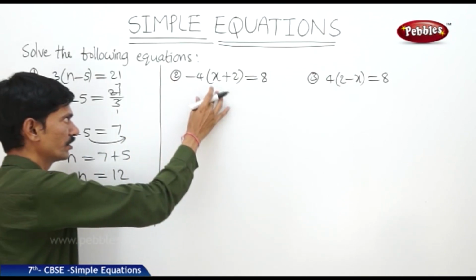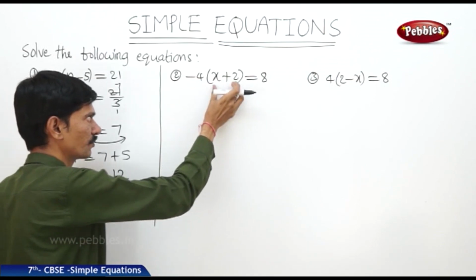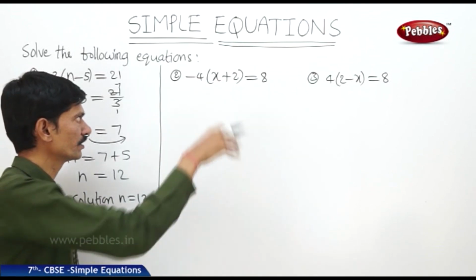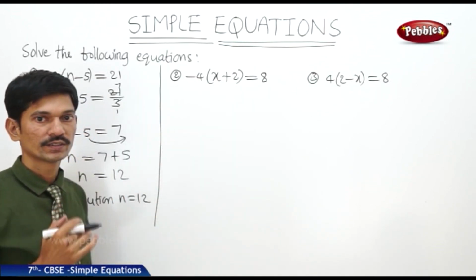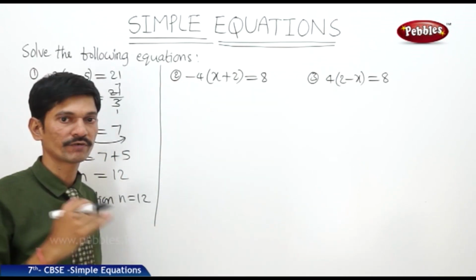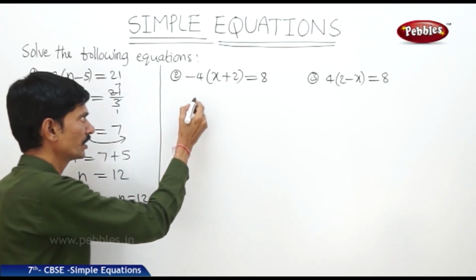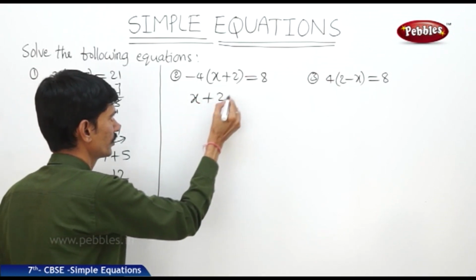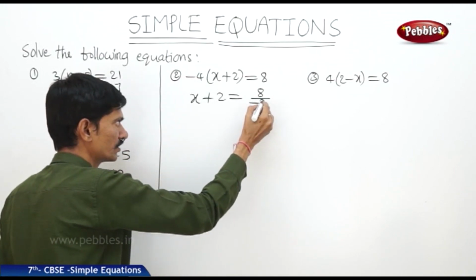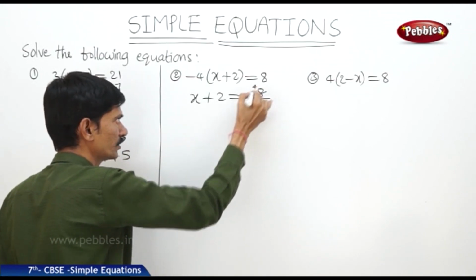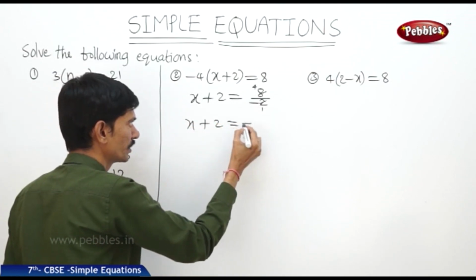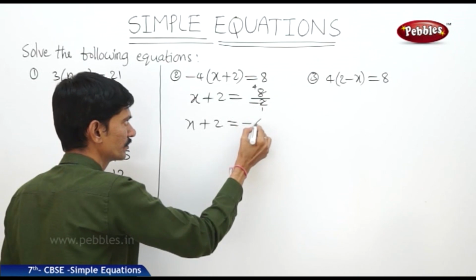Now let us take the second equation. Minus 4 of x plus 2 equals 8. So here x plus 2 is multiplied by minus 4. When you transpose minus 4 to the RHS, it becomes divided by minus 4. So then we get x plus 2 equals 8 divided by minus 4. Here we can cancel: 4 1s are 4 and 4 2s are 8. Then x plus 2 equals, so this minus can be written here, then 4 by 1 means 4.